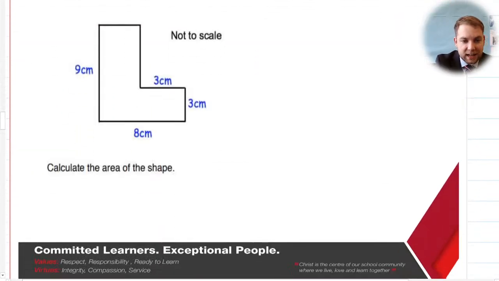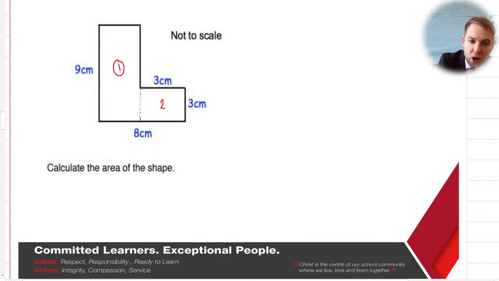Okay, so let's have a look at this next one then. Now, this one here is tricky. It's only tricky because we've got to split it up. And we're splitting this up into 2 rectangles. Now, the way I do this, for me, I'd probably split it up down here. And I'd label it rectangle 1 and rectangle 2. Now, remember, it's base times by height.